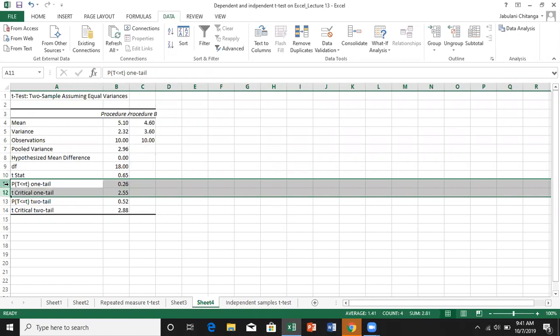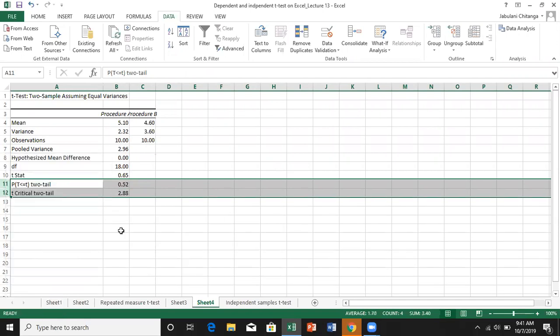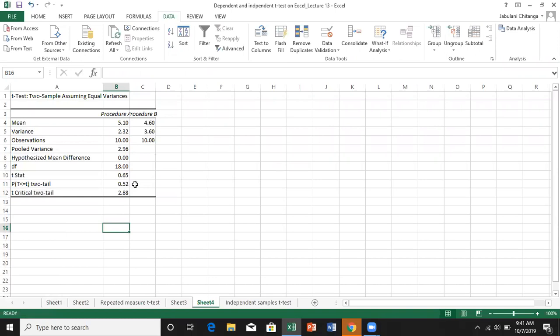Okay, and then I delete. I'm deleting the one-tail because the question is two-tailed. Okay, delete. So you see this is more than 0.01. So there is no significant difference between procedure A and procedure B. That's that. If it's like that, you don't proceed to calculate the effect size.